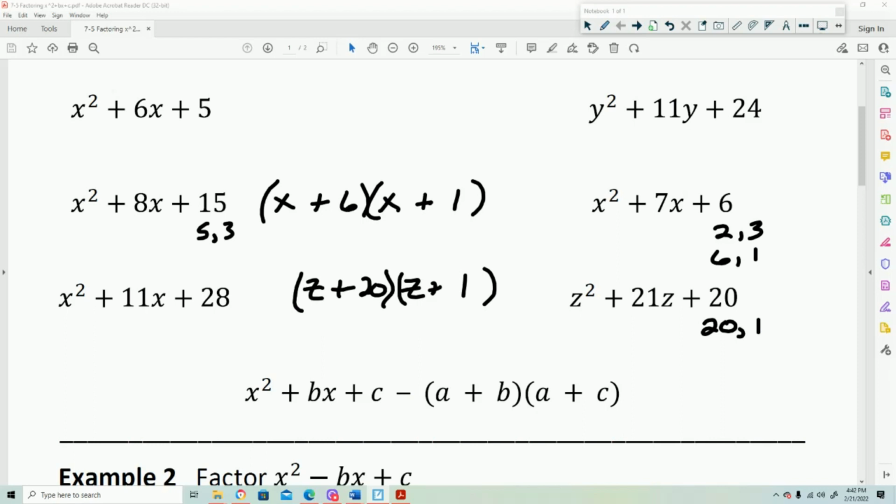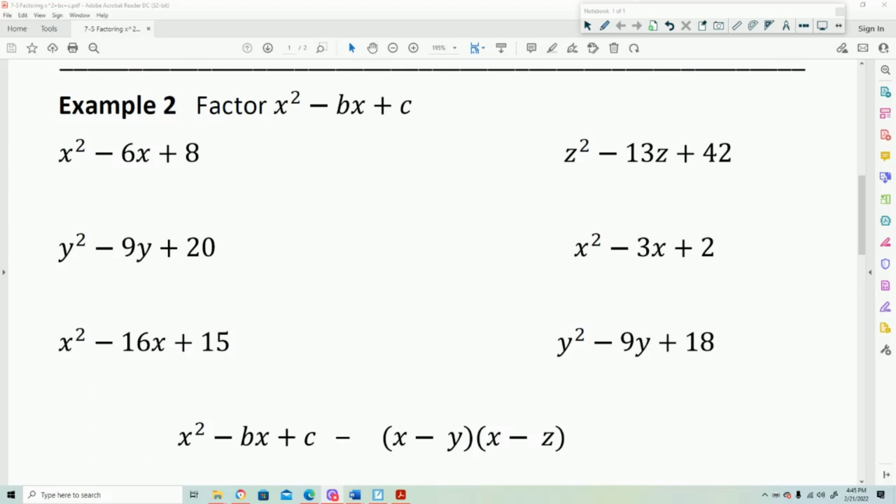In all of these, if you'll notice, this term and this term, and the first term, are all positive. Everything's positive. When we have a trinomial where every term is positive, we have two plus signs in our factors. That takes care of example 1. In example 2, notice we still have a trinomial.